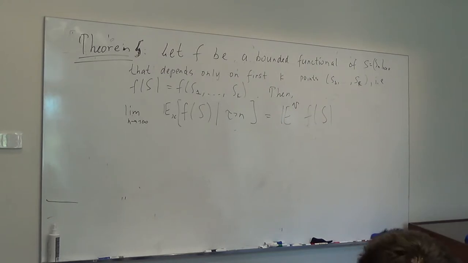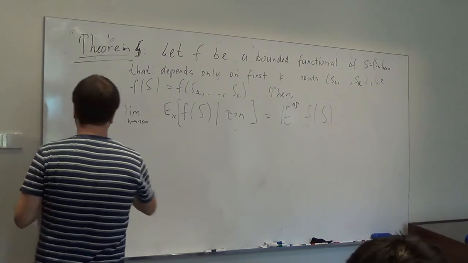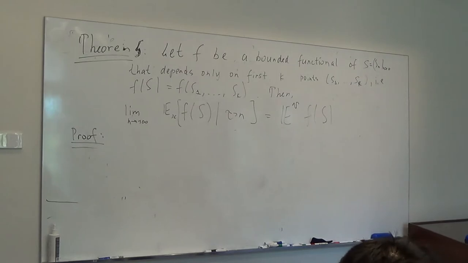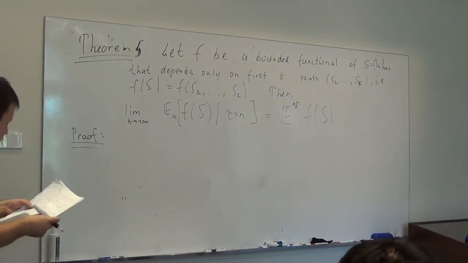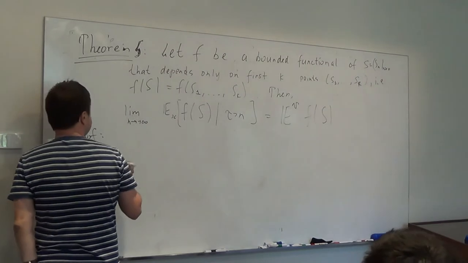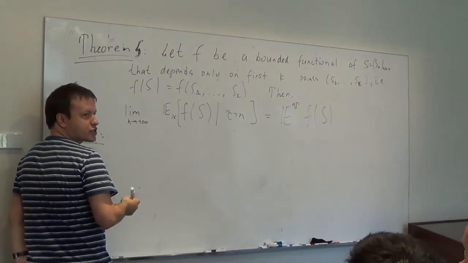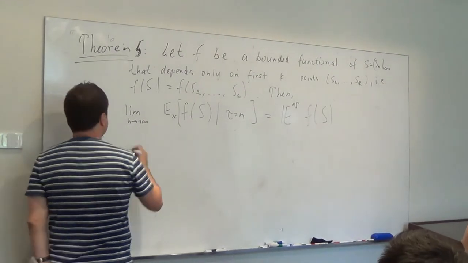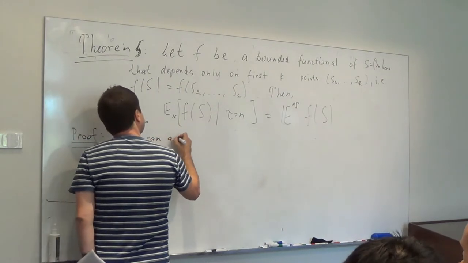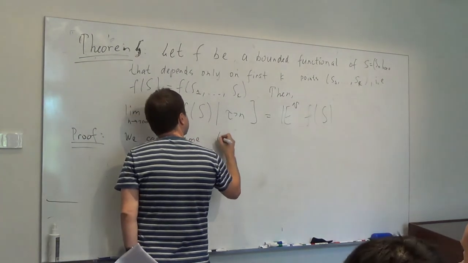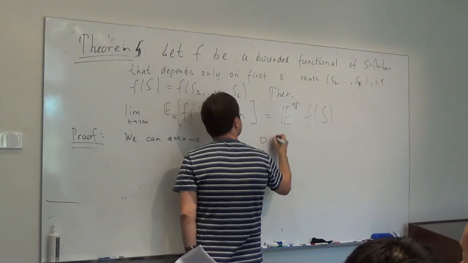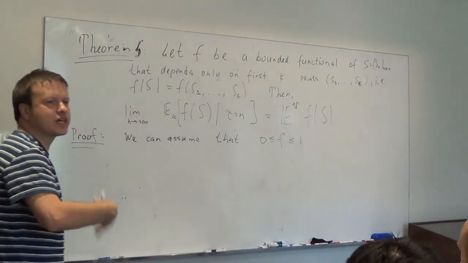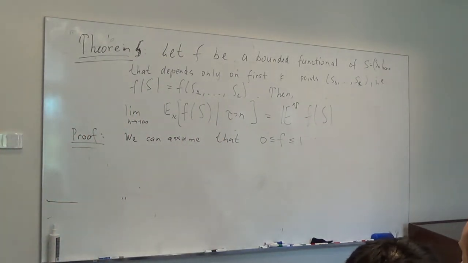Okay, and the proof. Once we have everything, we've done all the work, and now the proof is not that difficult. Basically, what we can say is that f is a bounded function, so we can assume for the convergence that 0 is less than or equal to f, less than or equal to 1, or otherwise we can just shift and rescale the function to achieve this.